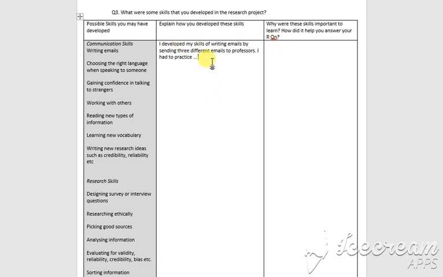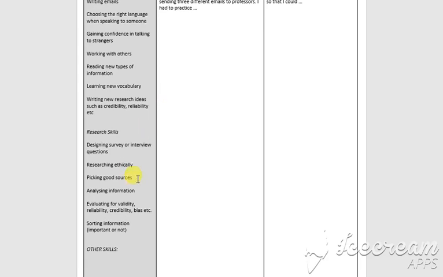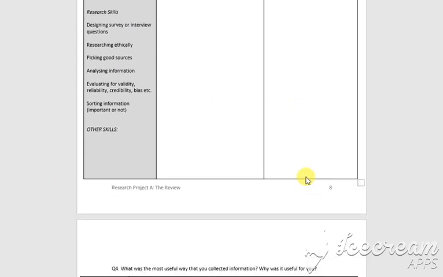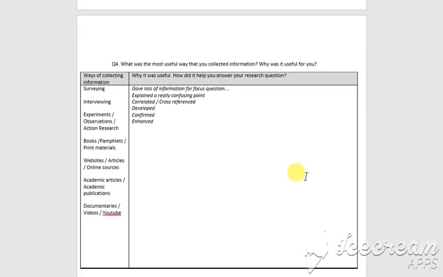And then once you've done all that, you talk about why was that important. Well, it was really important to write emails so that I could get in touch with experts who then gave me lots of information. Or maybe it was really important for me to work with others because I had to do a survey. Or maybe it was really important for me to pick good sources because I needed better information. All totally useful things to write about.